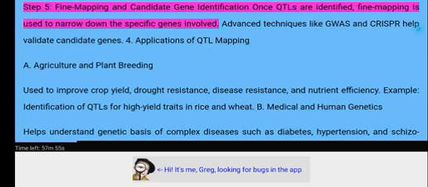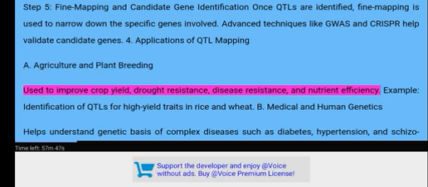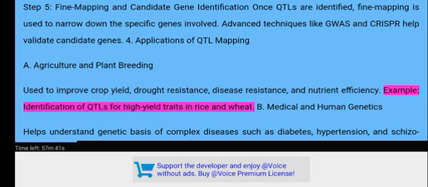Step 5. Fine mapping and candidate gene identification. Once QTLs are identified, fine mapping is used to narrow down the specific genes involved. Advanced techniques like GWAS and CRISPR help validate candidate genes. 4. Applications of QTL mapping. A. Agriculture and plant breeding. Used to improve crop yield, drought resistance, disease resistance, and nutrient efficiency. Example: identification of QTLs for high-yield traits in rice and wheat.